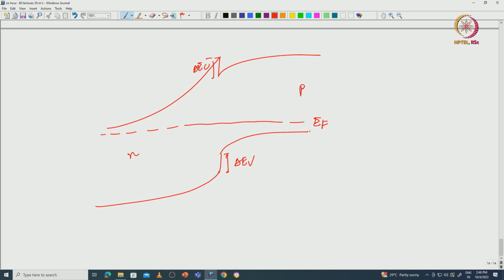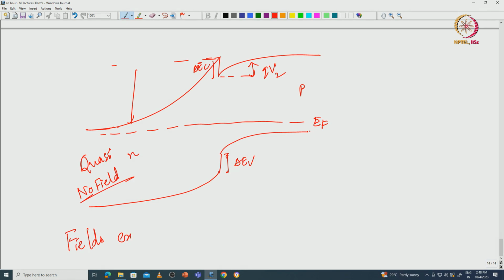Okay, so this band bending that is happening here, suppose I call it QV2. That is the band bending that is happening, and far away from the junction, there is no field. Okay, this is a quasi neutral region, so there is no field here. The field only exists when the bands are bending. The fields exist only where the energy bands are bending.